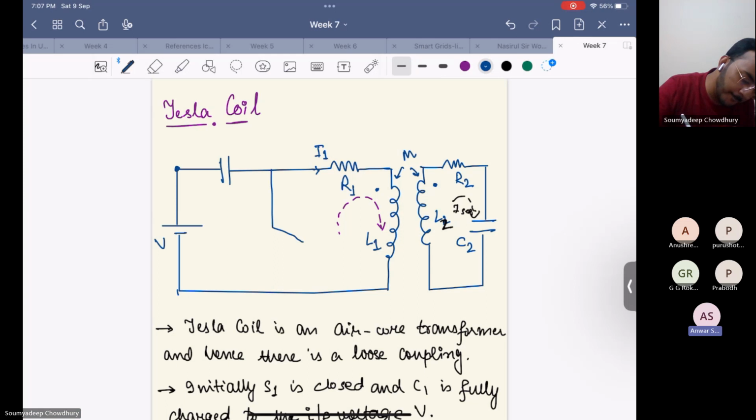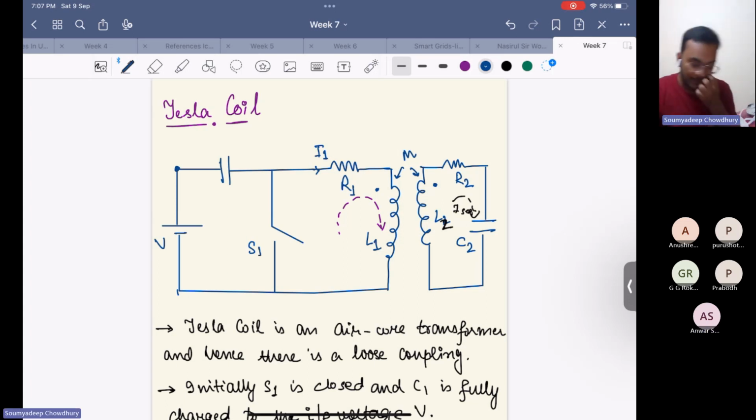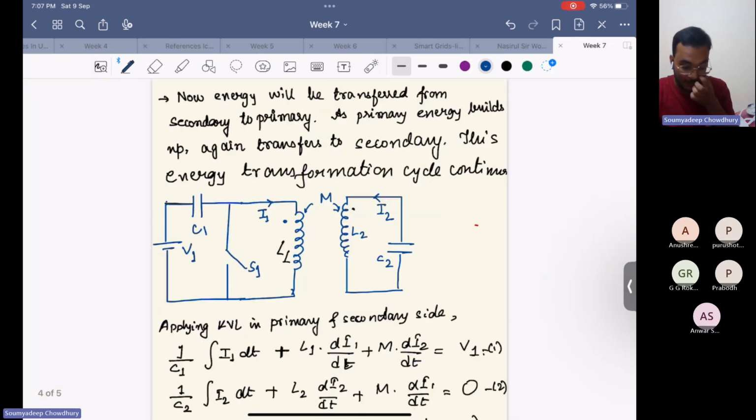So right now the switch is in off condition, correct, sir? Yes. This is S1 during the discharge condition. We are writing the equations, because the voltage will be generated during the discharge condition. Only this high frequency AC voltage will be generated due to this repeated charging and discharging.